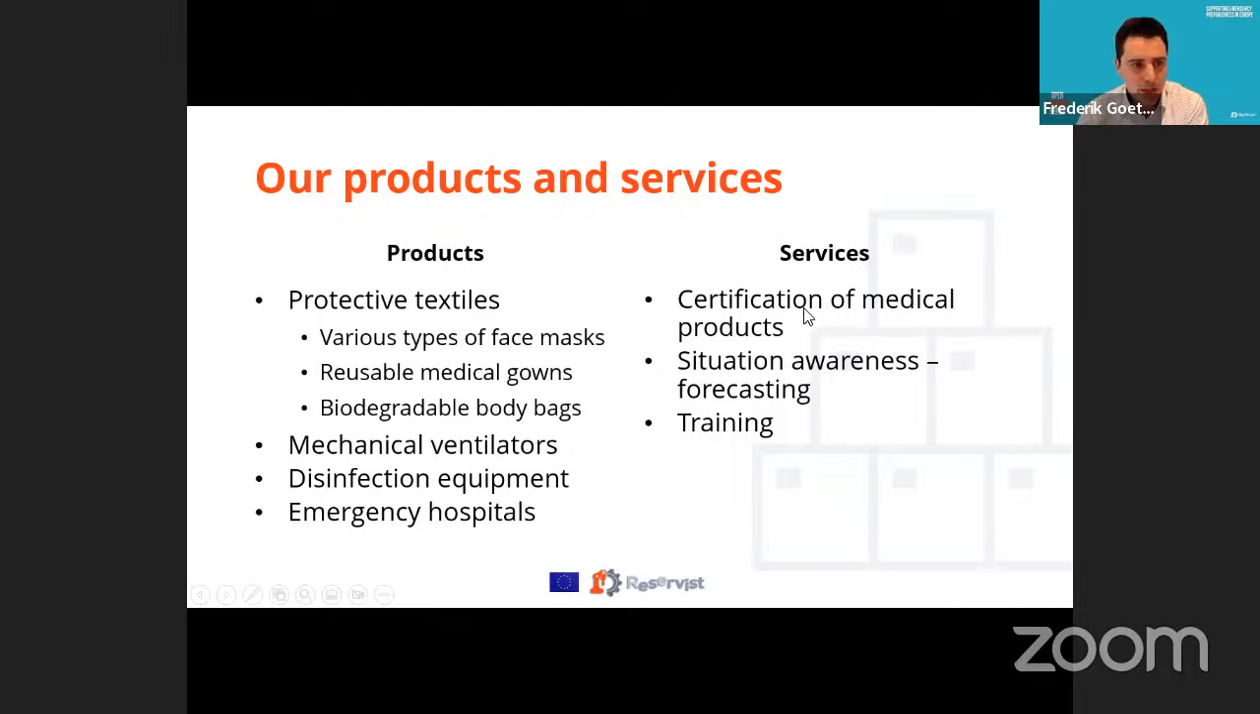So we can do certification of medical products. And also here we can give priority to make sure that it's a fast way to certify them. We even develop some alternative test protocols to speed up the process. We also have the service of the situation awareness, so to inform companies that they have to switch to the production of some products, and we can even provide training to show how they can modify their manufacturing lines to make sure that they can even produce other products.